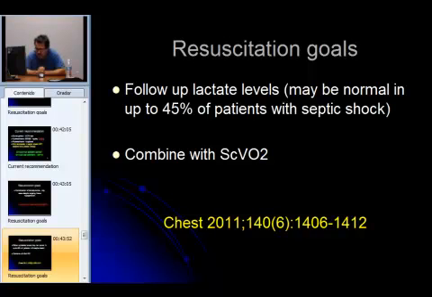But remember that 45% of patients with septic shock have normal lactate. So don't be fooled just by the lactate. Combine it with an ScvO2, with the caveat that I understand we don't really know the exact value during pregnancy. But if you got a value at the beginning of your resuscitation and it ain't getting any better, then you might actually need a little bit more resuscitation.